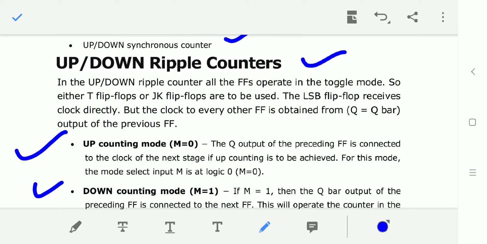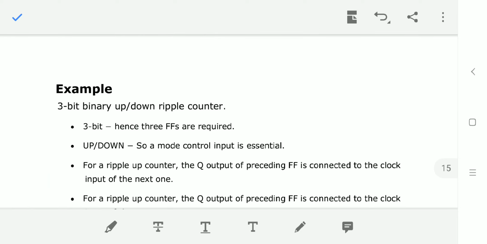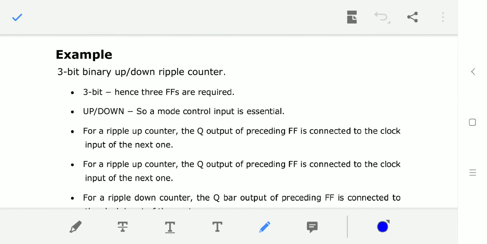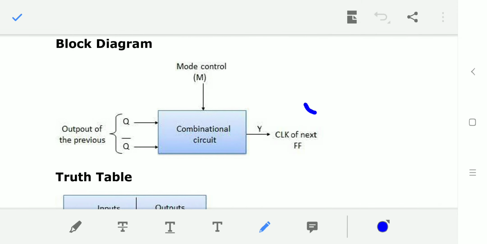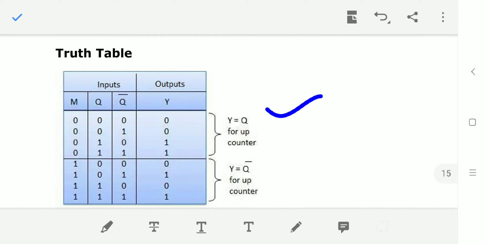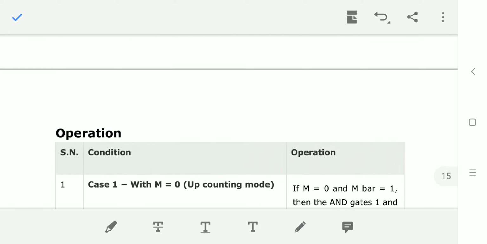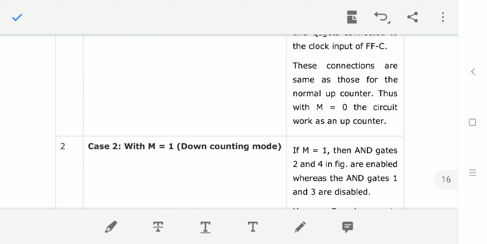These are the up counting mode, M is equal to 0, down counting mode, M is equal to 1. This is the example, and this is the block diagram, truth table. These are the operations and conditions applied for up down counters.